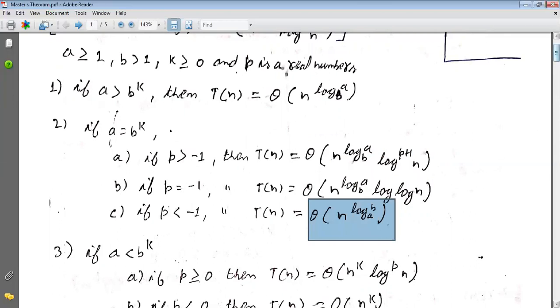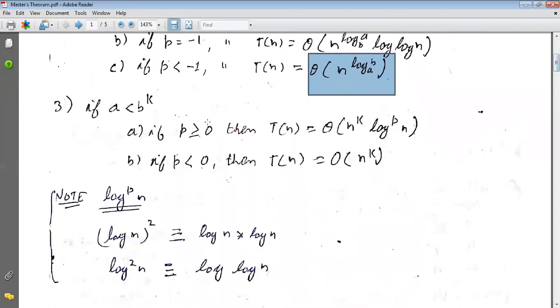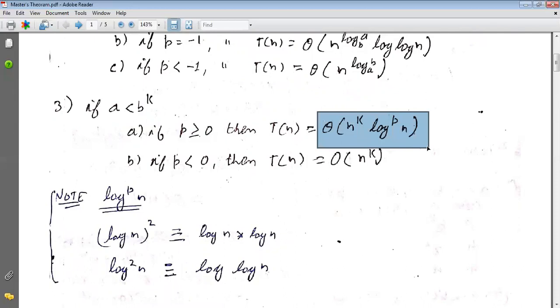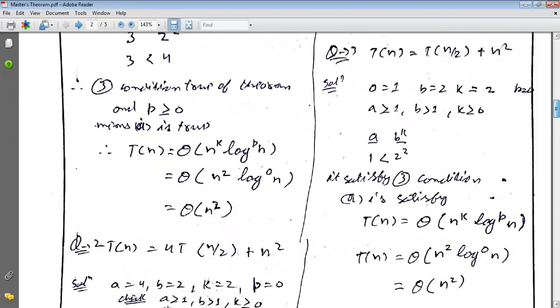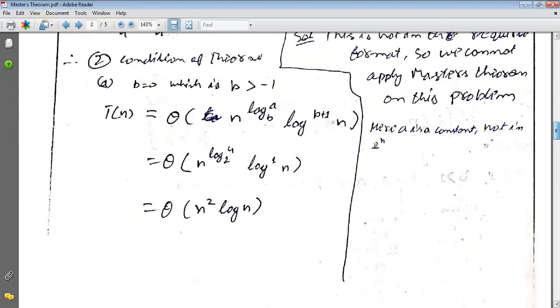Similarly, the last case is if a is less than b to the power k. In this case, if p is greater than or equal to 0, then the time complexity is theta of n to the power k log n to the power p. And if p is less than 0, then it is theta of n to the power k. So this is the basic of the master's theorem. Now we come to the numerical problems.